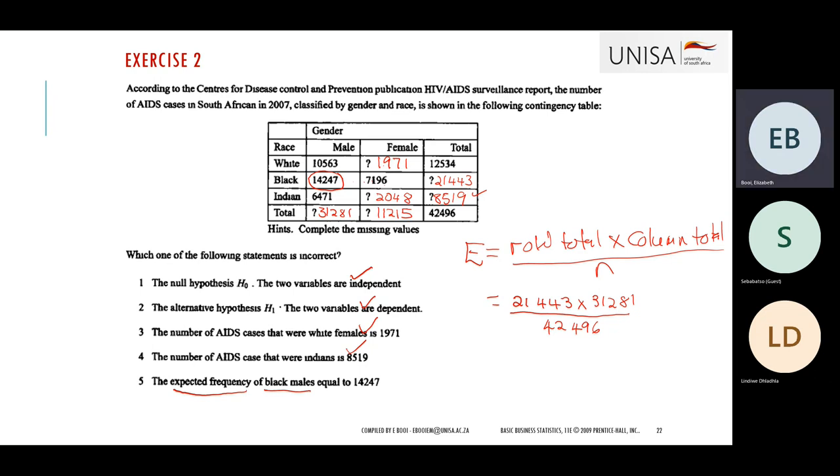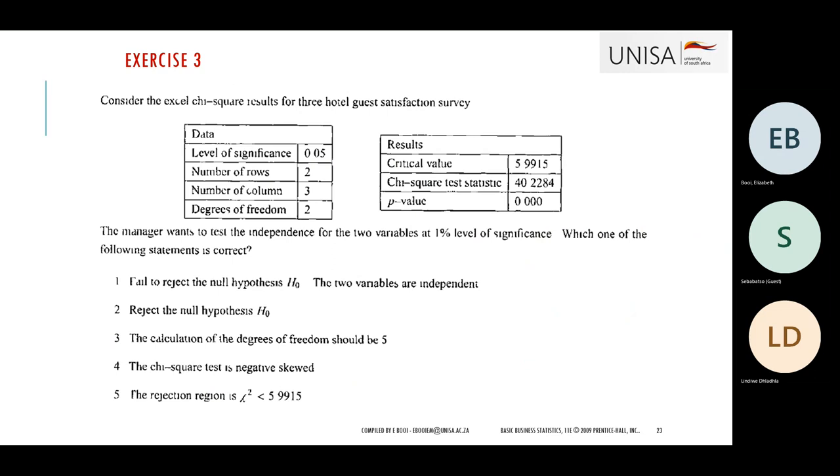What answer do you get? The answer is 15784.04, and therefore that is the incorrect answer. Right. Let's look at the next question.